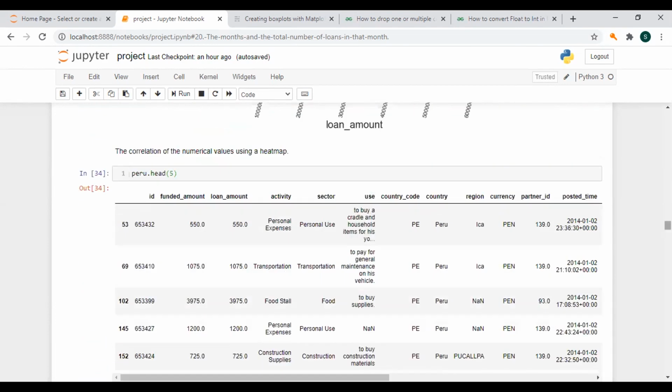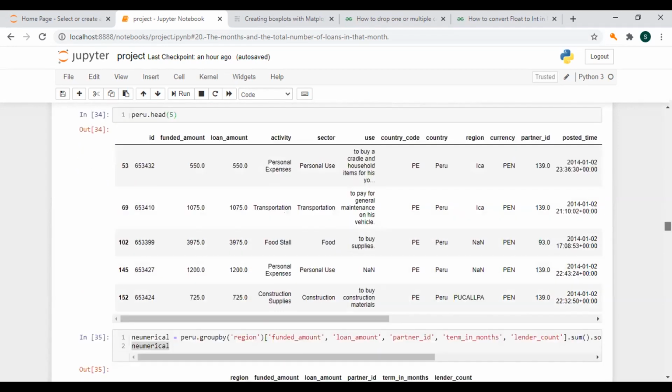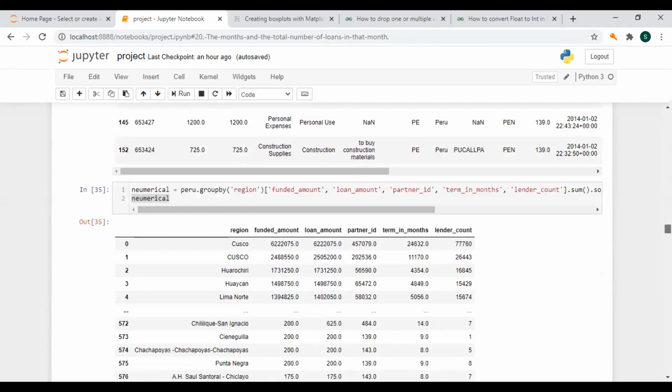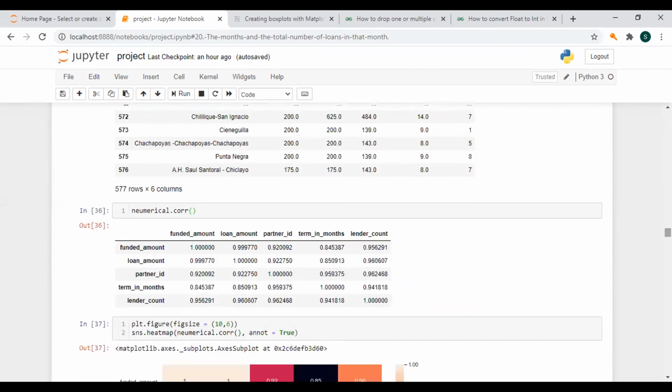The correlation of the numerical values using a heat map. I referred back to the head of the Peru loan subset I was using. Then I did a group by region because it was talking about the numerical values, and I referred back to the region. Then we found all the numerical values that were in the data. I don't know if that was actually the requirement of the question, but I believe I did it.